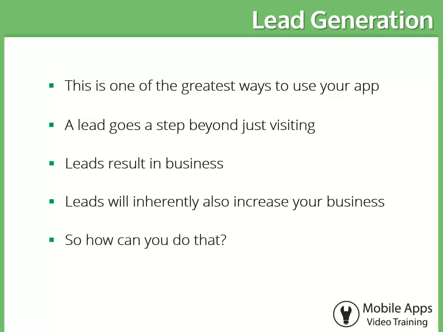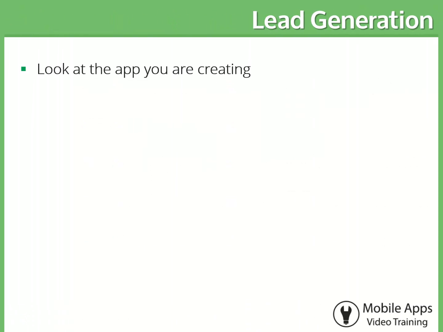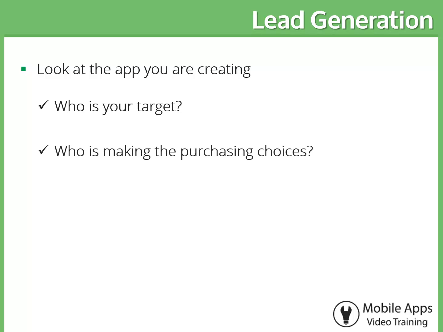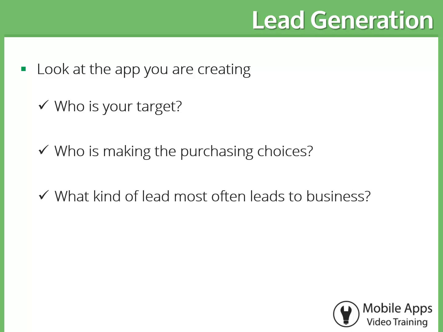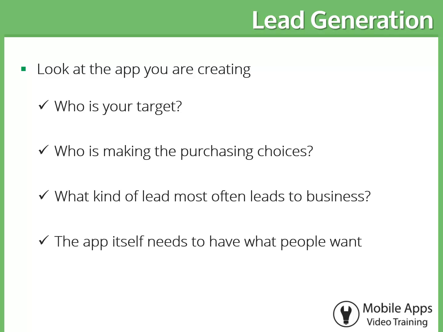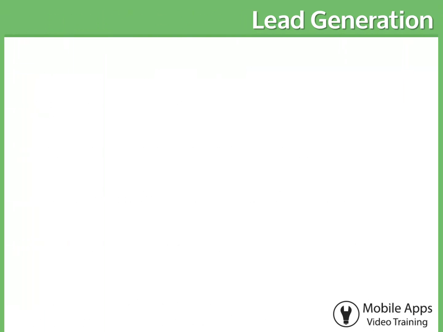So how can you do that? Look at the app you are creating. The first step comes in looking at the app you are creating. Who is your target? Who is making the purchasing choices? What kind of lead most often leads to business? This information will send you in the right direction, and the app itself needs to have great content. An app that gives your potential customers what they really want is an app that will generate leads.